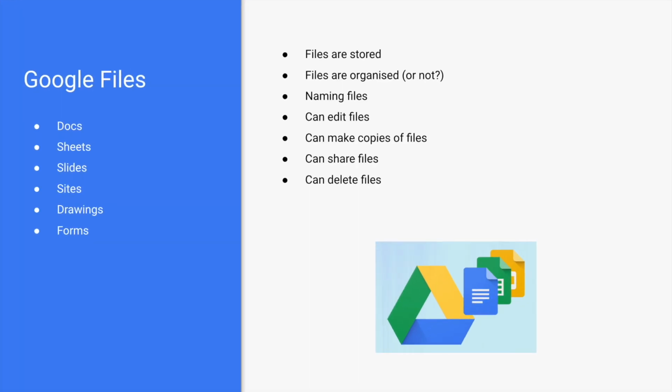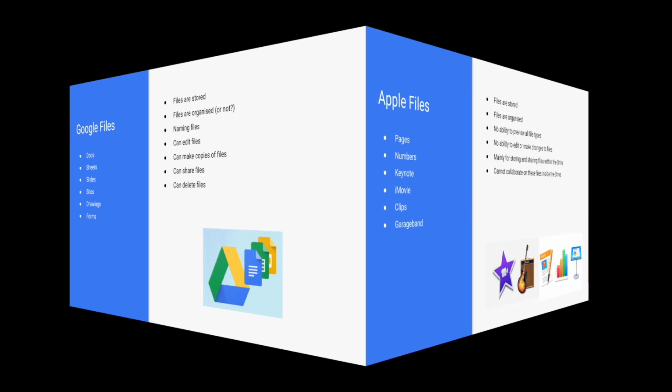Your Google files. These include docs, sheets, slides, sites, drawings, and forms. These are the 6 main fundamental tools that you have access to. Now, what you can do with those files are store them in Google Drive, organize them, name them, edit them, make copies of them, share them, and delete them. And that is explicitly to the Google files that you can do all of these types of things right in the Google Drive.